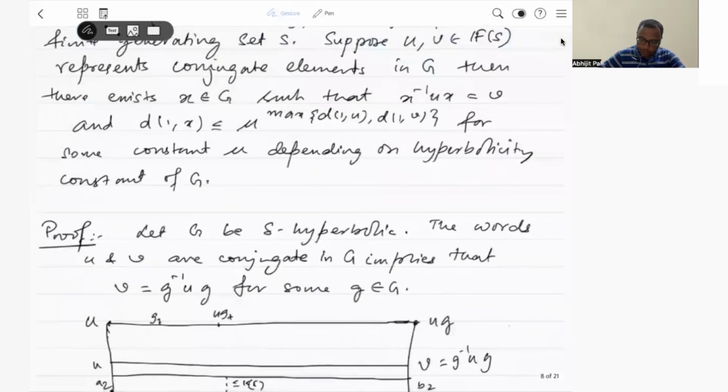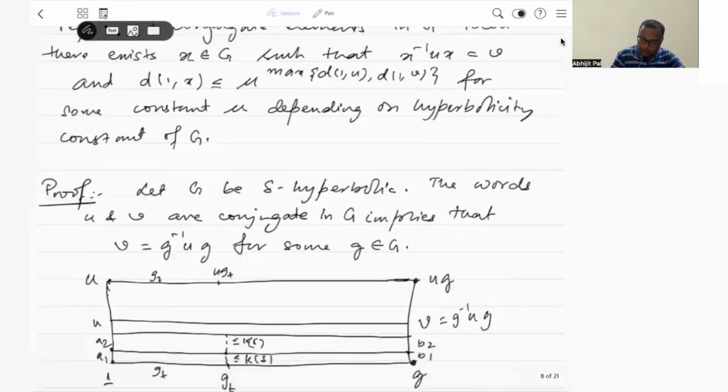Okay, so what is the proof of this lemma? We'll be needing the exercise that we have given in the last class. So let G be a delta hyperbolic group. This means that the Cayley graph of G with respect to S will be a hyperbolic metric space; in fact, a delta hyperbolic metric space. We have taken two words U and V which are conjugate in G. So this will imply that there exists some element g in this group G such that V is equal to g inverse U g.